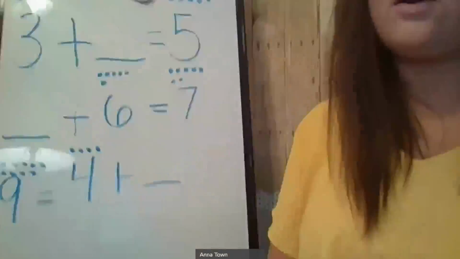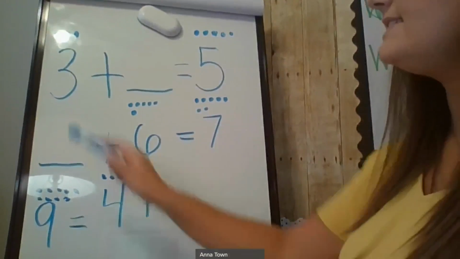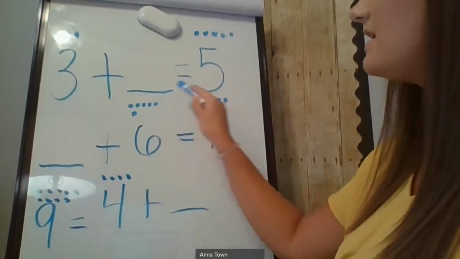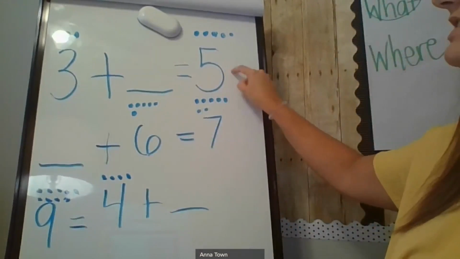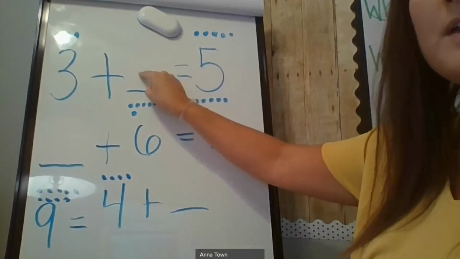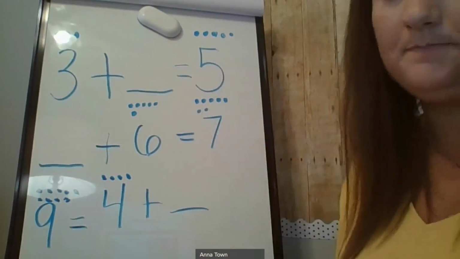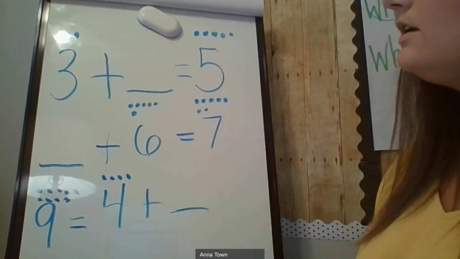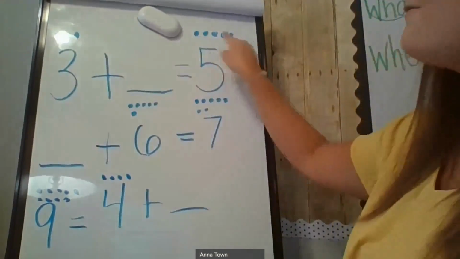Okay, boys and girls, we're going to do a little bit of problems on our own to make sure we understand. The first problem I have for us is 3 plus blank equals 5. Remember, this is our total, our sum. So whatever number is going here, it cannot be bigger than this number. We were given 3, so we know we have 3 out of our 5 counters.